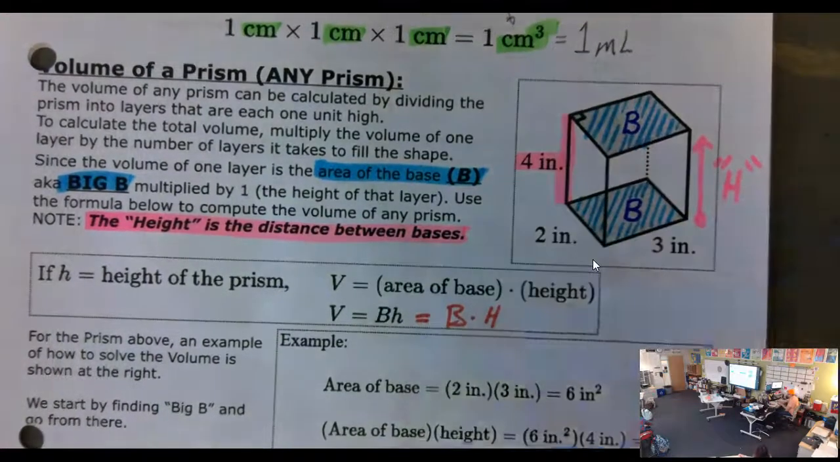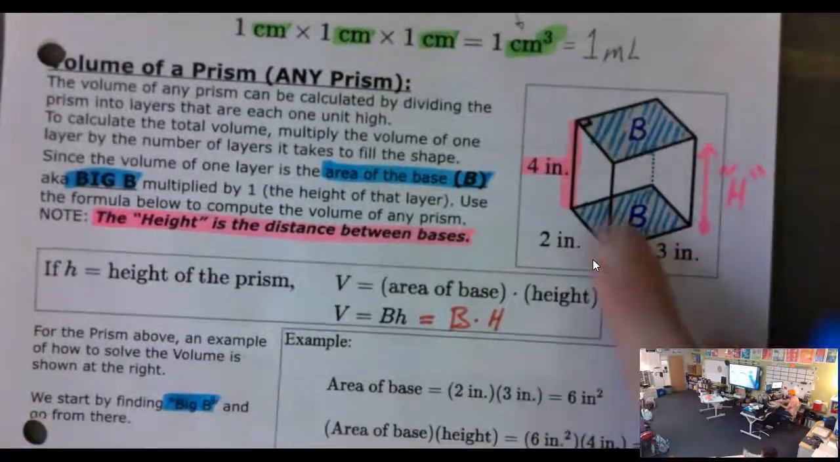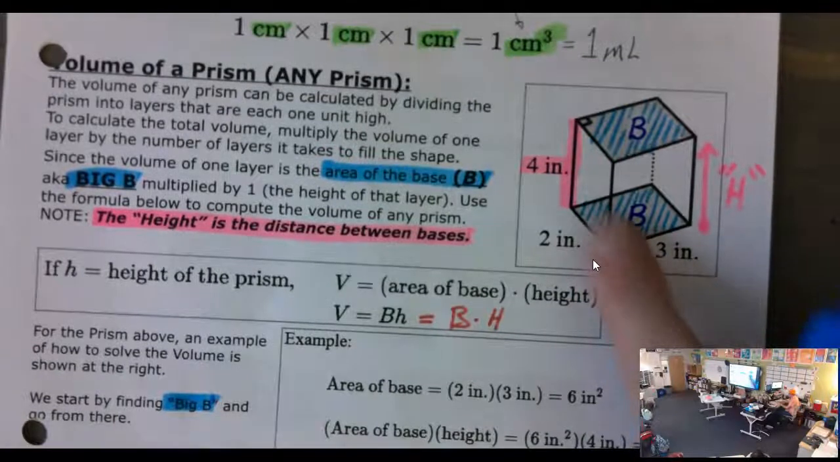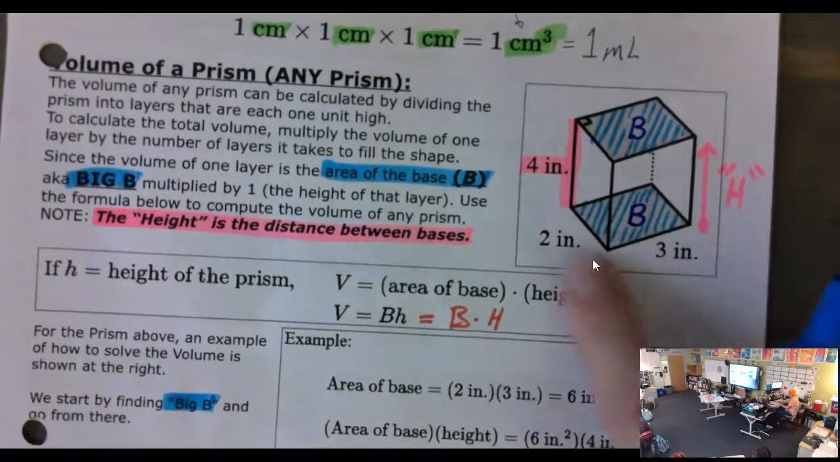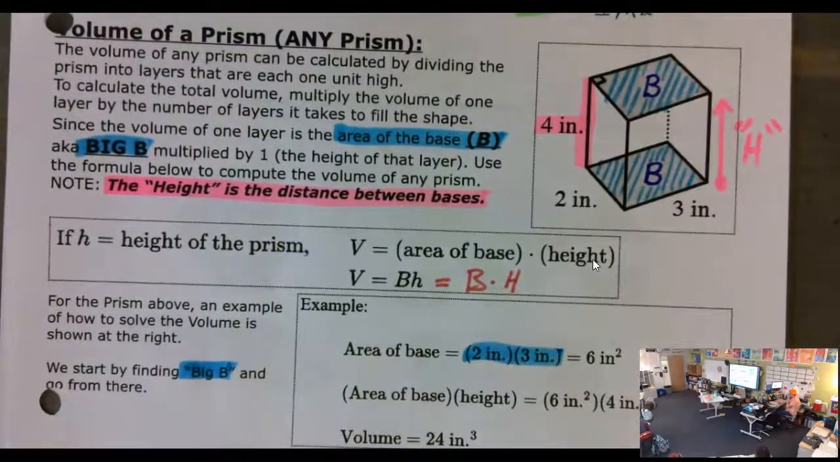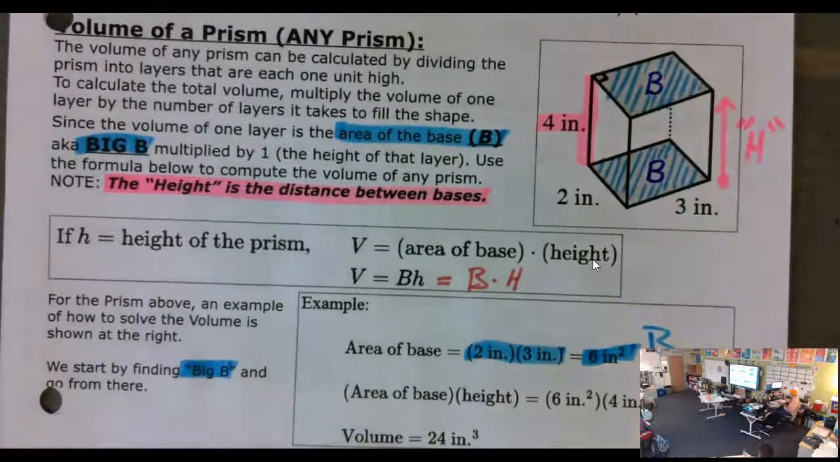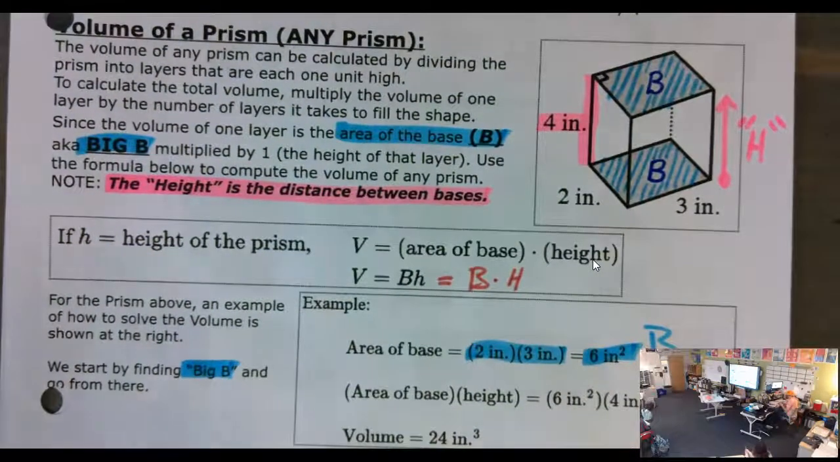So, to find big B in the prism here at the right, how do I find the area of this rectangle that is conveniently at the bottom? Yeah, 3 times 2 or 2 times 3. I'd highlight this because, you know, Hudson did the work for you. So big B is 6 inches squared. That's our big B. Hey, big B. Then we multiply that by the distance between those big B's. And that's 4. So we multiply by 4.